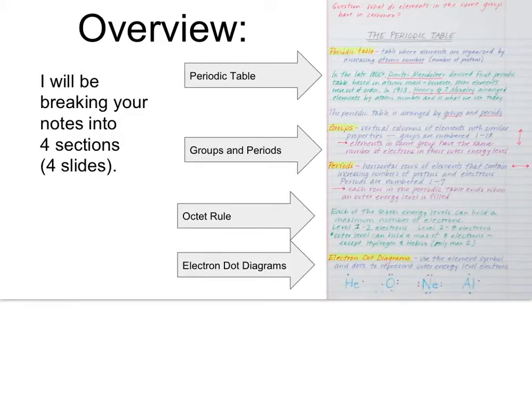So here's a quick overview of what we'll talk about. We're going to start out by talking about the periodic table. That'll be the first slide that I show you. Then we're going to talk about groups and periods. Then we'll talk about the octet rule. That'll be the third slide. And then finally, electron dot diagrams will be the last thing that we do.